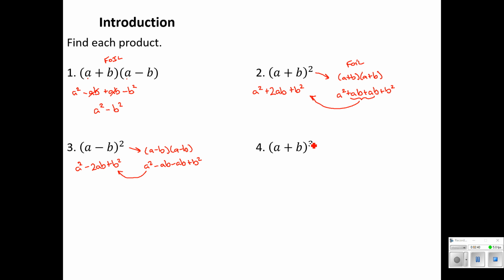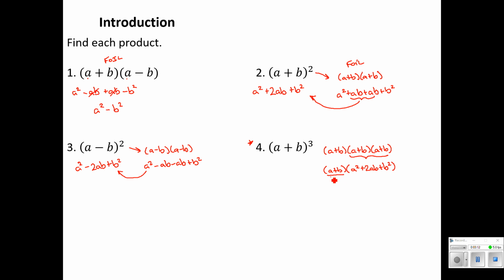Now a plus b to the third power, this is the new one. We've got a plus b times a plus b times a plus b. This time that quantity is multiplied by itself 3 times over. All right, well, what we want to do is take the product of 2 of those. We know how to FOIL those together or use our shortcut. And we already did a plus b squared up above. So we know that that's equal to a squared plus 2ab plus b squared.